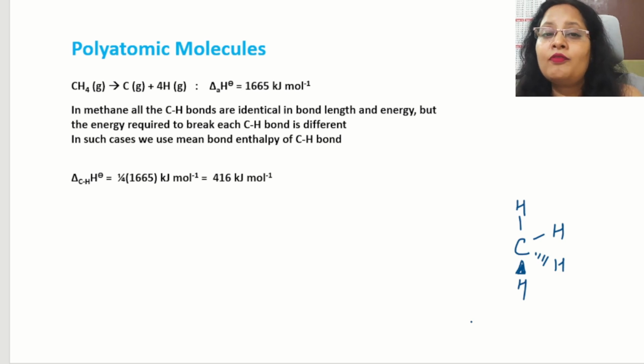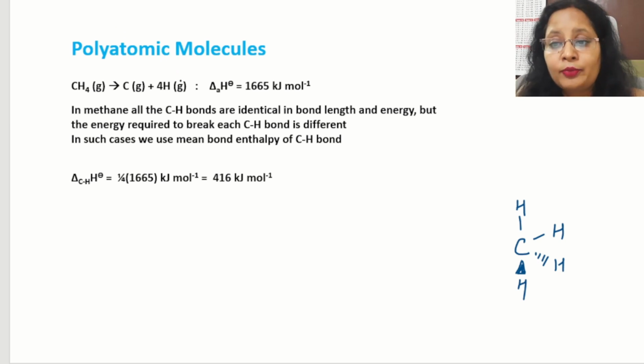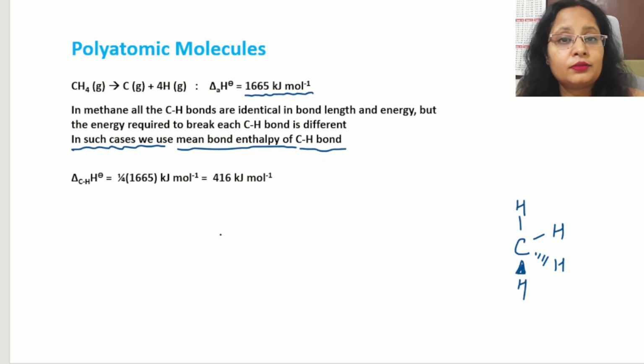Correct? So the enthalpies of atomization for all 4 steps in this reaction are all different. So the total enthalpy of atomization will be the sum of all the 4 bonds, and it is 1665 kilojoule per mole, as I told earlier. This is called enthalpy of atomization. Now come to the case when all the 4 bonds are different, then in such a case we use mean bond enthalpy for carbon hydrogen.